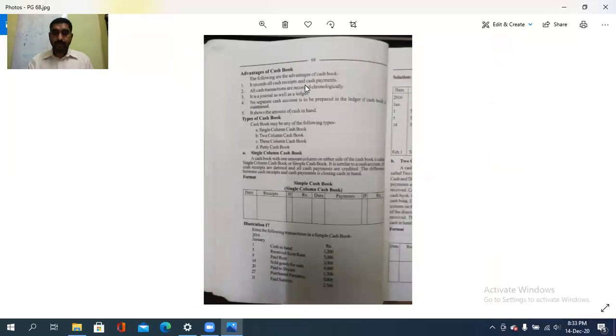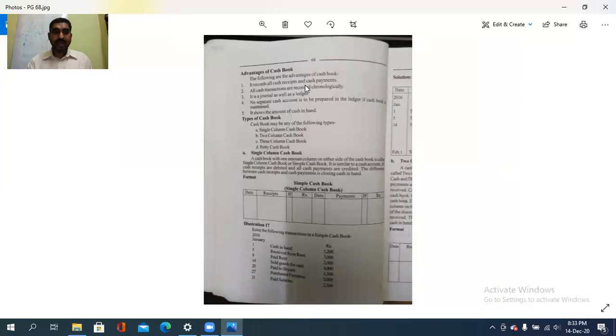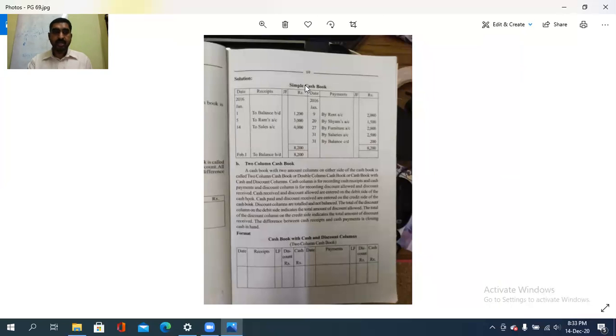Then received from Ram. So what is the entry? Cash account debit to Ram. So that is to Ram's account 3000. 3000 is the amount. Paid rent. Rent is paid in the form of cash. So what is the entry? Rent account debit to cash. So by rent, on the right hand side, that is the payment side, rent is paid. Payment is to be there on the right hand side. So it is the same as an account. That you need to know. So by rent, rent account 2000.